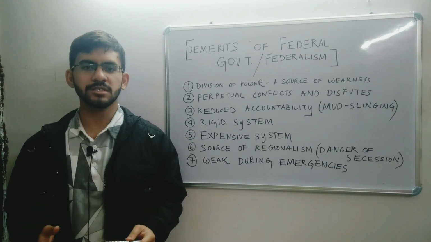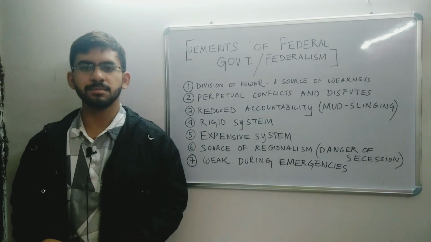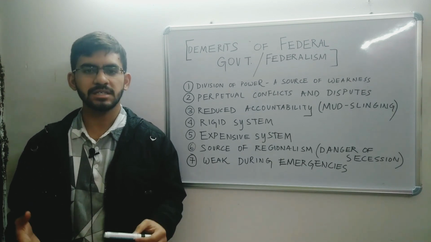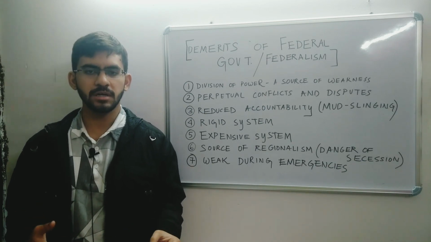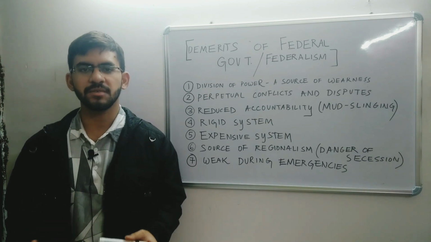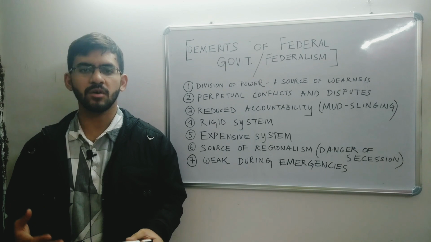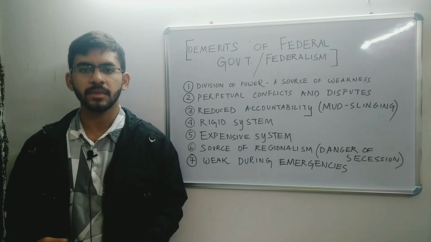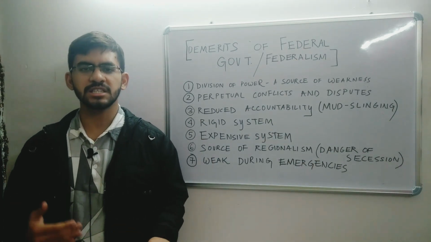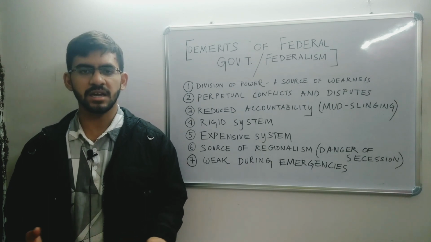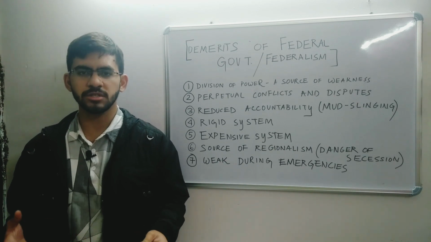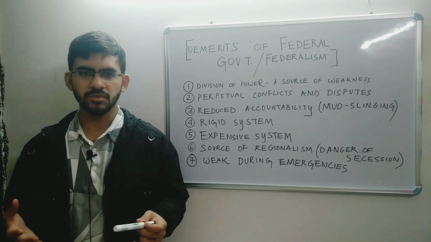A federal system also leads to reduced accountability, especially in cases where there are different parties in power in the center and in the states. There is an increased possibility that neither the state nor the central government will be ready to take responsibility and accept its flaws in the face of any incompetence on the part of the government, or the failure to deliver on a promise, or in case of any disaster. They resort to something called mudslinging, wherein they try to transfer the blame on each other. The central government says that the state government is responsible and vice versa. This becomes a huge problem because at the end of the day, nobody takes responsibility and the people are left to suffer for their miseries.